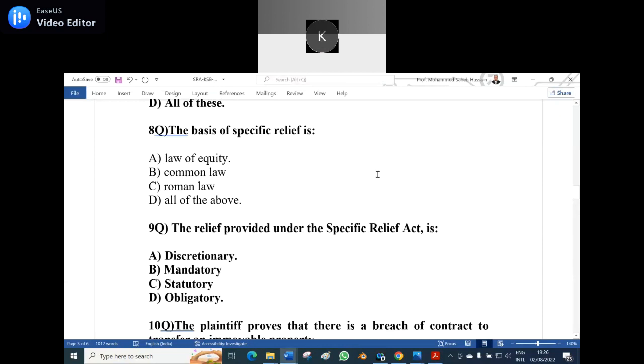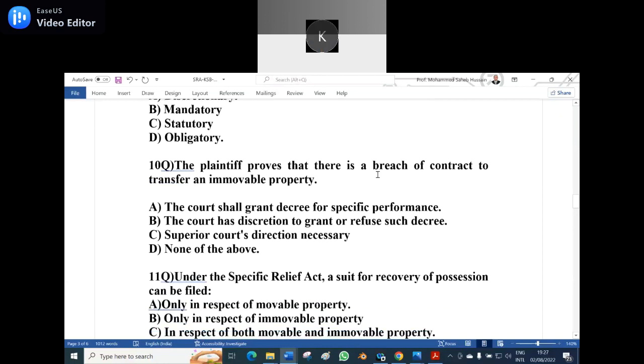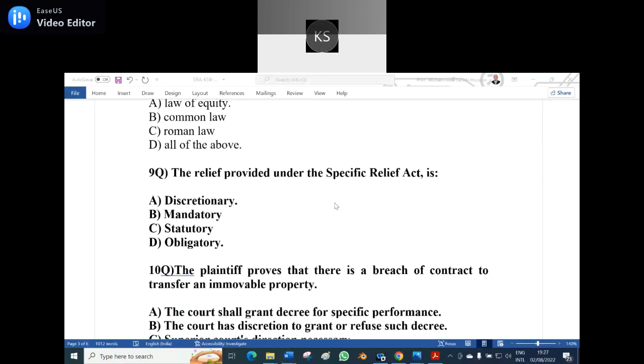Now, 10th question is, the plaintiff proves that there is a breach of contract with immovable property. Option A, the court shall grant specific performance; B, the court has discretion to grant or refuse the decree; option C, superior court's discretion necessary; D, none of these. Option B is the right answer. The court has discretion to grant or refuse such relief.